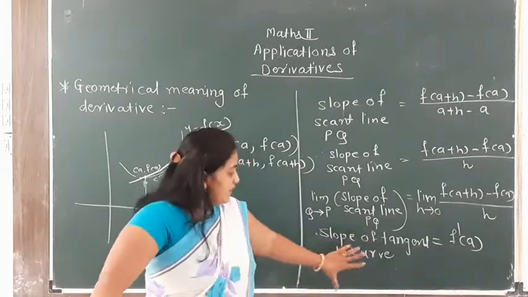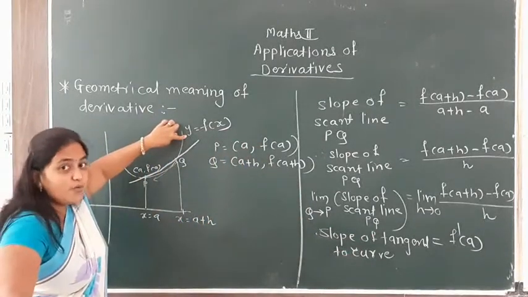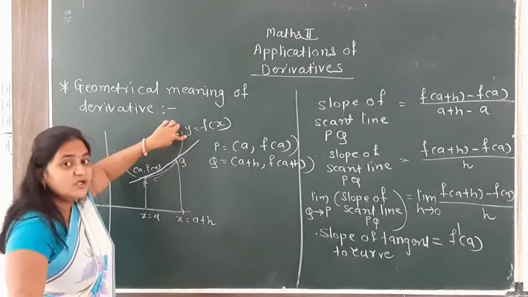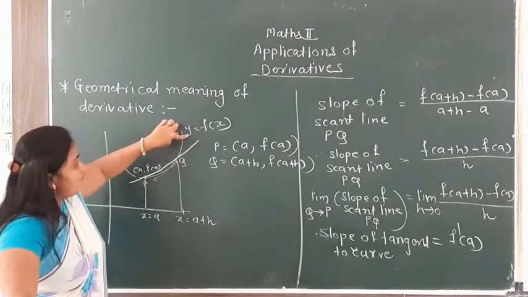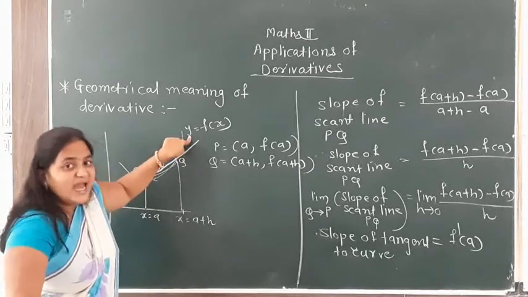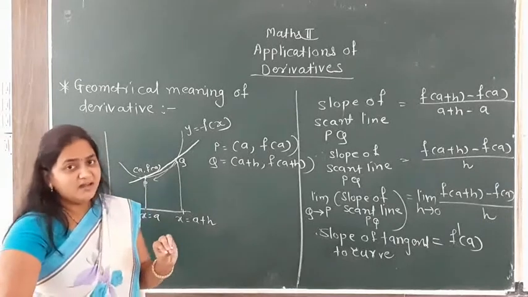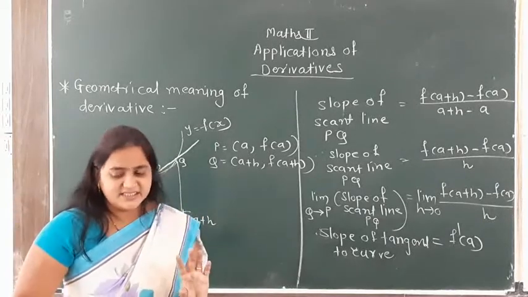So whenever a curve is given and I want the equation of the tangent line, that time we find the derivative of y, which is the slope of the tangent, and one point is given. So by using the slope point formula, we can find the equation of the tangent.